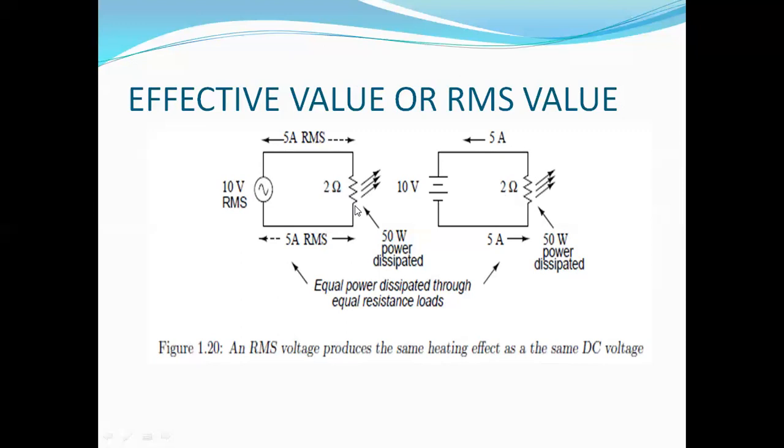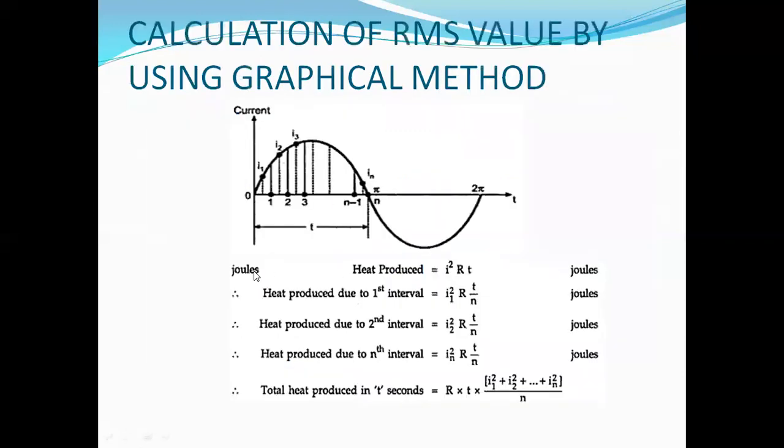I repeat again, the effective value or RMS value of an alternating current is given by that steady current which, when it flows through a given resistance for a given time, produces the same amount of heat as is produced by the alternating current through the same resistance for the same time period. So that is your RMS or effective value. In this way we can define the RMS or effective value.